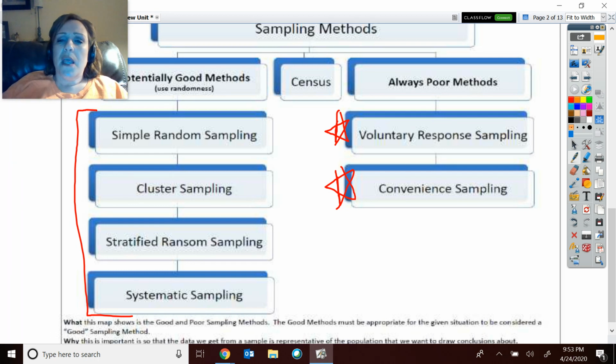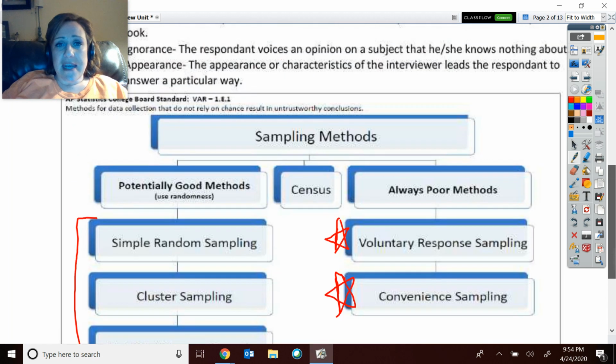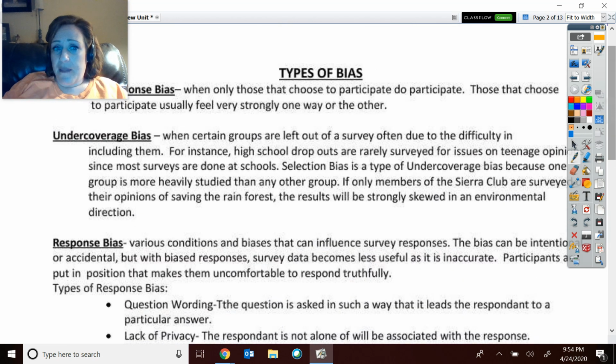Okay? Convenience would mean that it would be convenient to ask a particular group. If you stood outside of Brookshire's and you asked people which grocery store they liked better, Brookshire's or HEB, that kind of thing, then it might lend itself to be biased because you could have more people say they prefer Brookshire's or whatever, that kind of thing. So convenience.